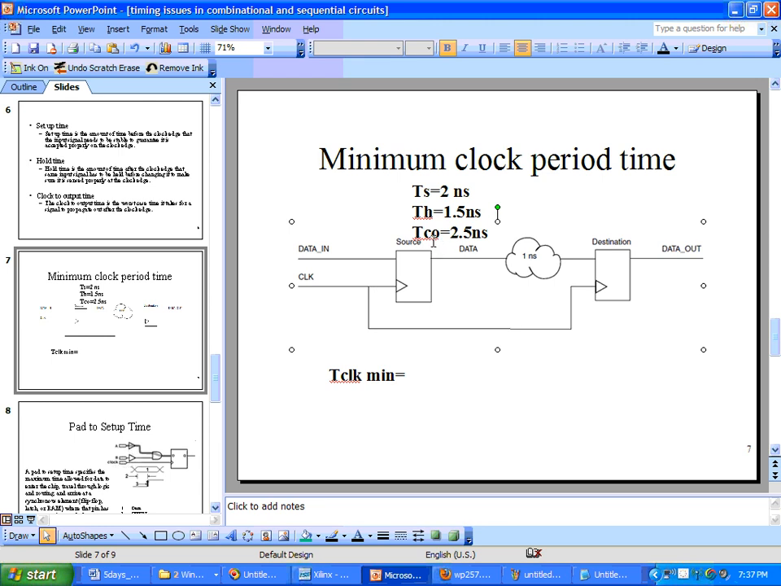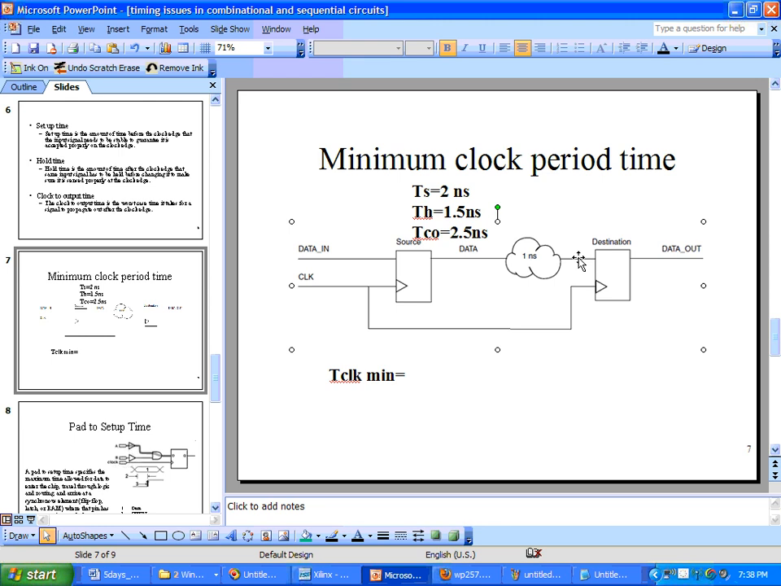After the clock, how much time? The clock edge has come at 10 nanoseconds. So the output will come at what time? 12.5 nanoseconds, because the clock to Q delay is 2.5. So here the correct value has come at 12.5 nanoseconds.